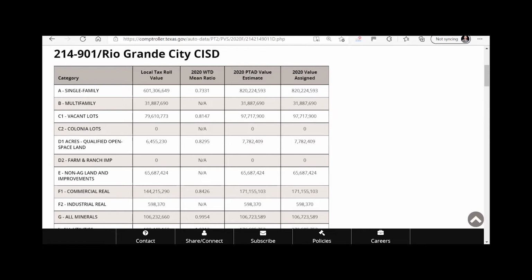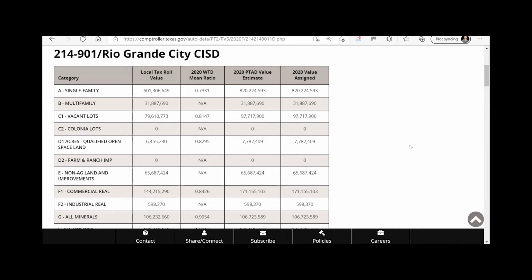But anyway, when you look at this website, you'll notice on the left side, all the categories, all the taxable properties that we appraised, they're divided or grouped into certain categories. For instance, category A is single family, and all that is just residential homes. And then B is multifamily, C is vacant lots, and so forth. And it goes down the list. One of the things that you'll notice, in the middle column, the 2020 weighted average mean ratio, is that only some of them have a ratio and not all of them. What that means is that the Comptroller of Public Accounts just performed the study on those particular categories. So you'll notice that on the multifamily, they didn't do it, or in the farm and ranch improvements, and so forth.